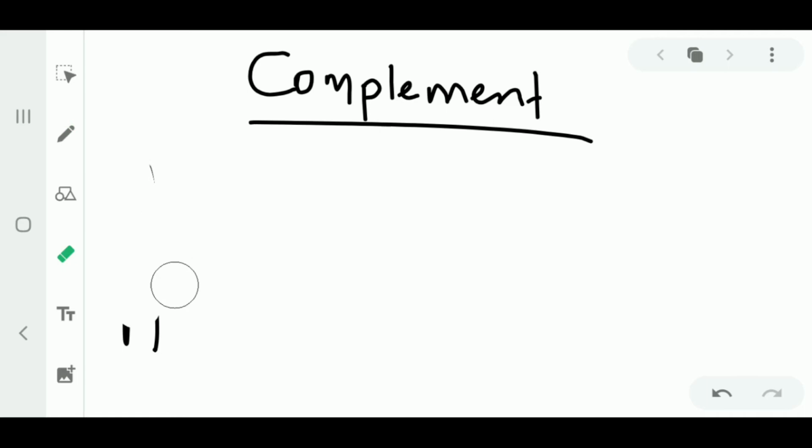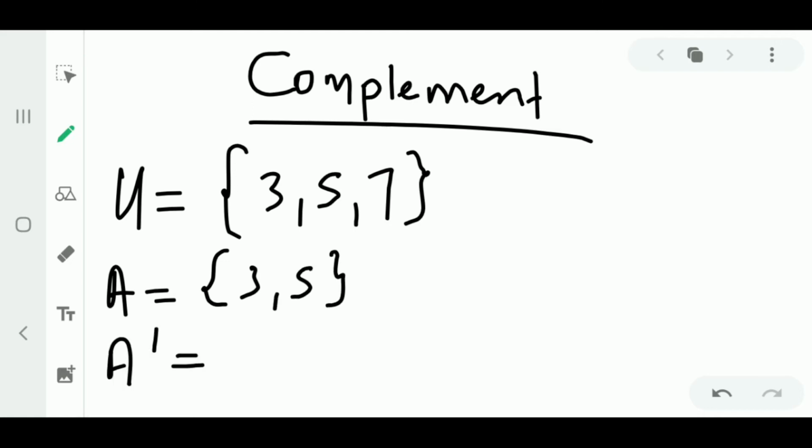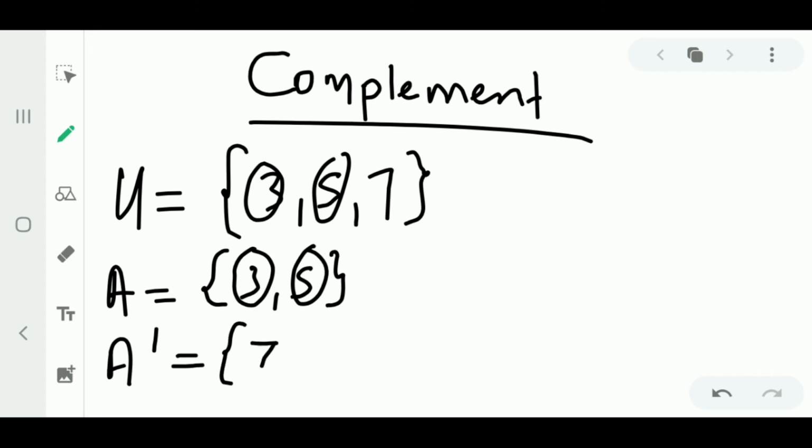So let's say we have U, which is a universal set, equal to {3, 5, 7}. And A is equal to {3, 5}. Now A's complement is everything that is not inside of A. So if we compare these, realize the only thing that is left is the 7. So that means A's complement is {7}.